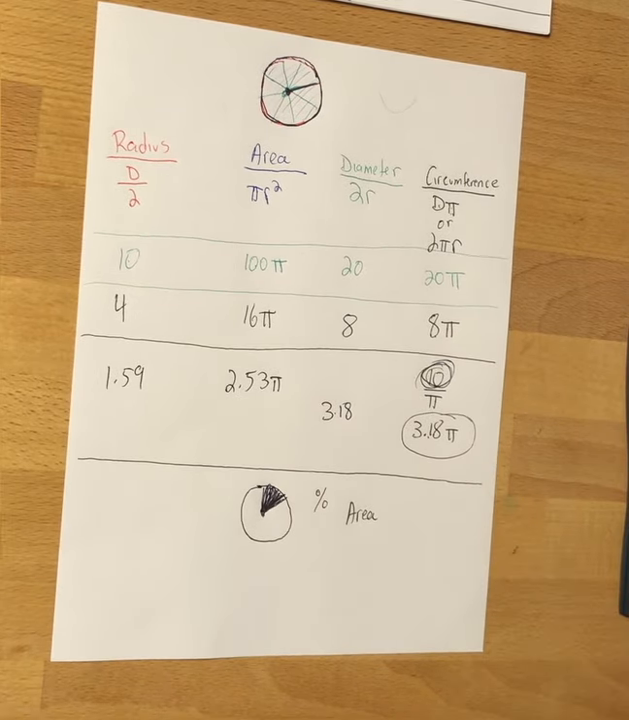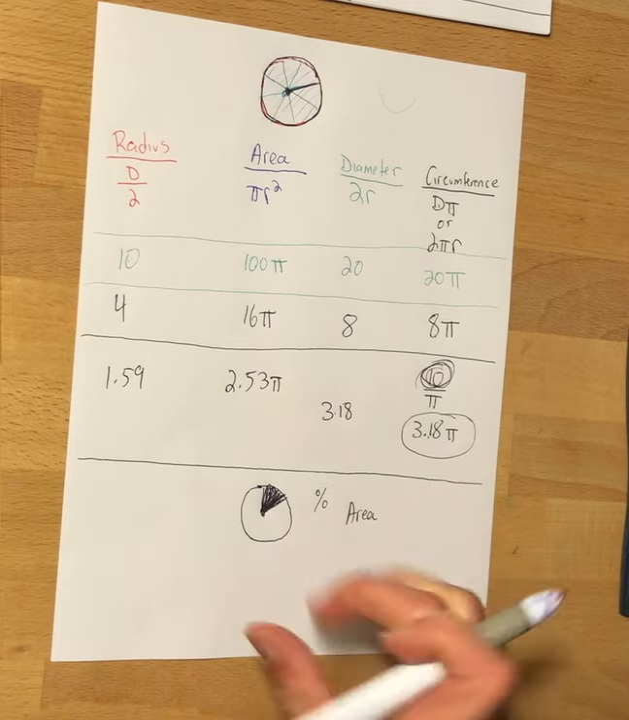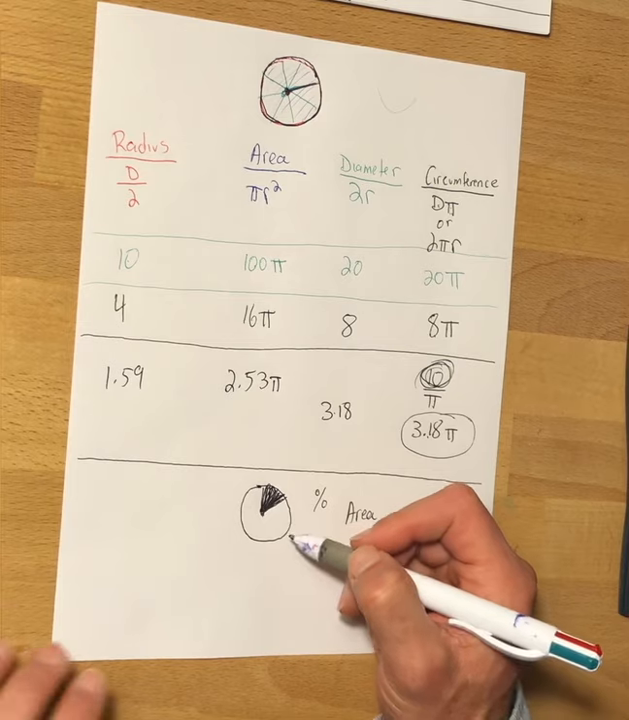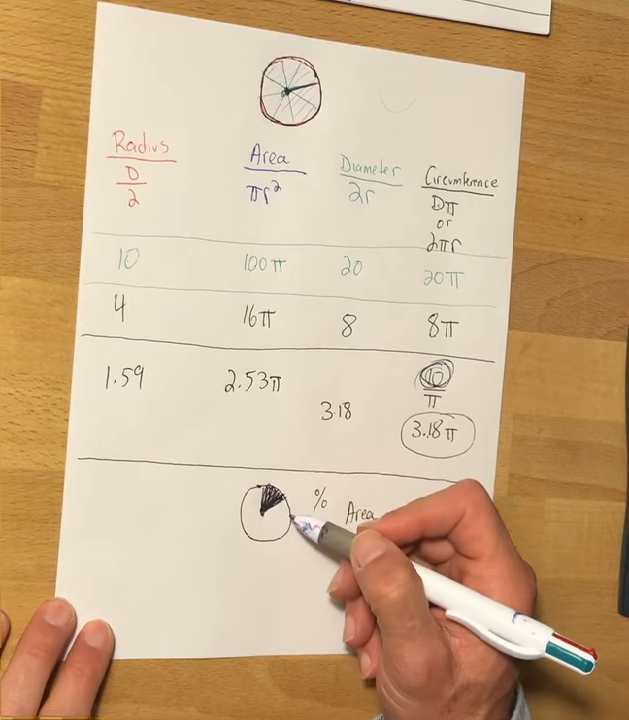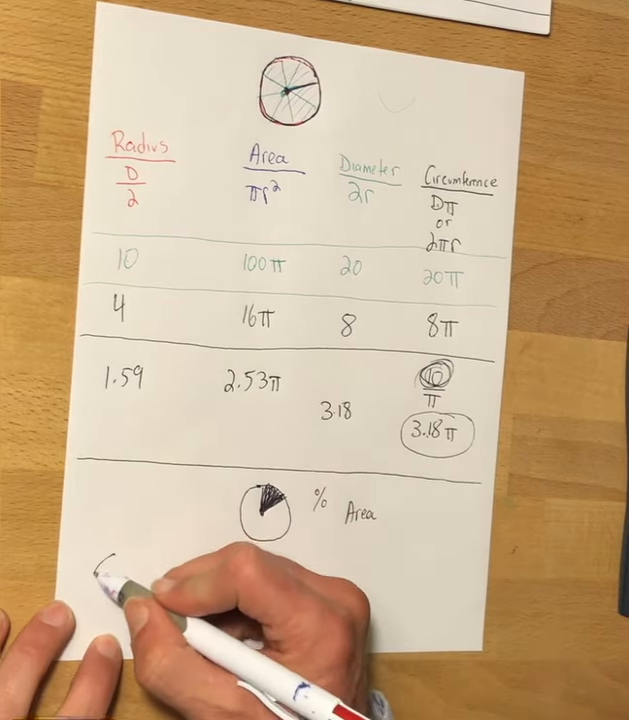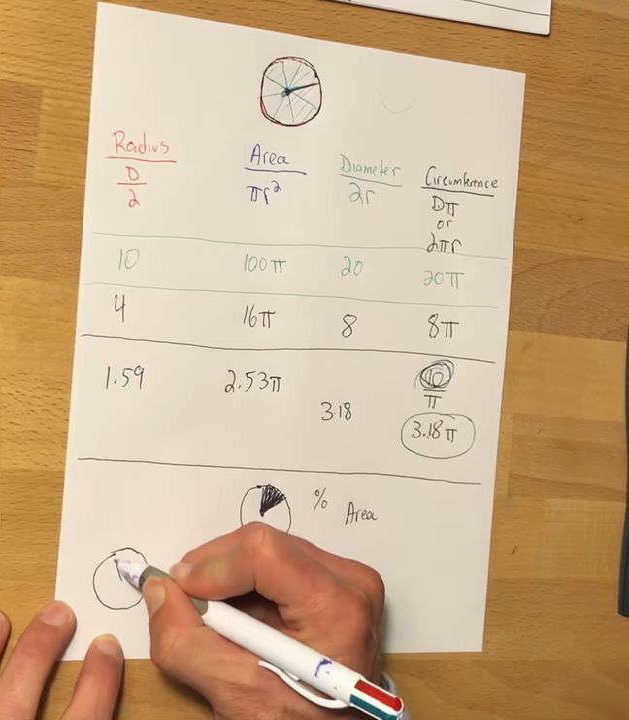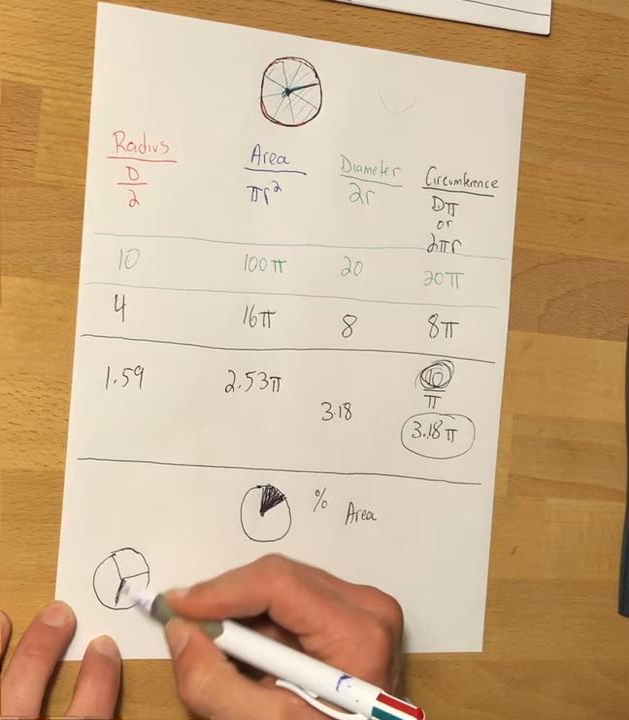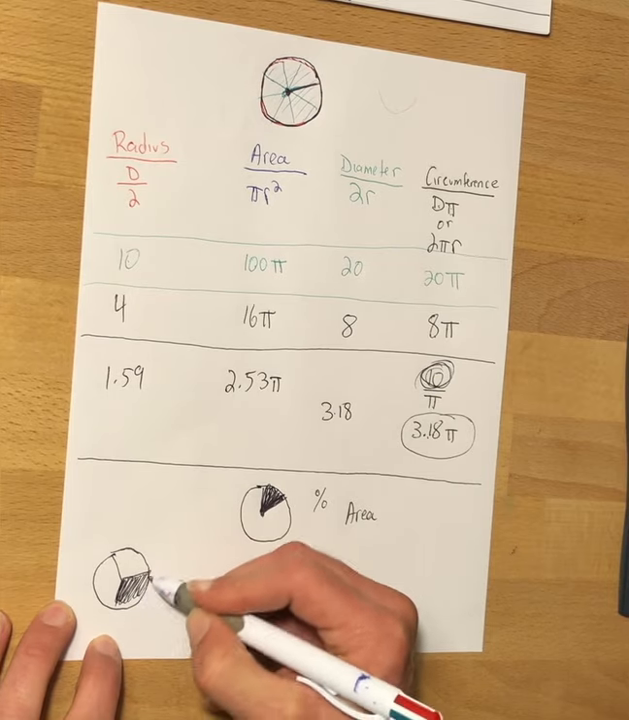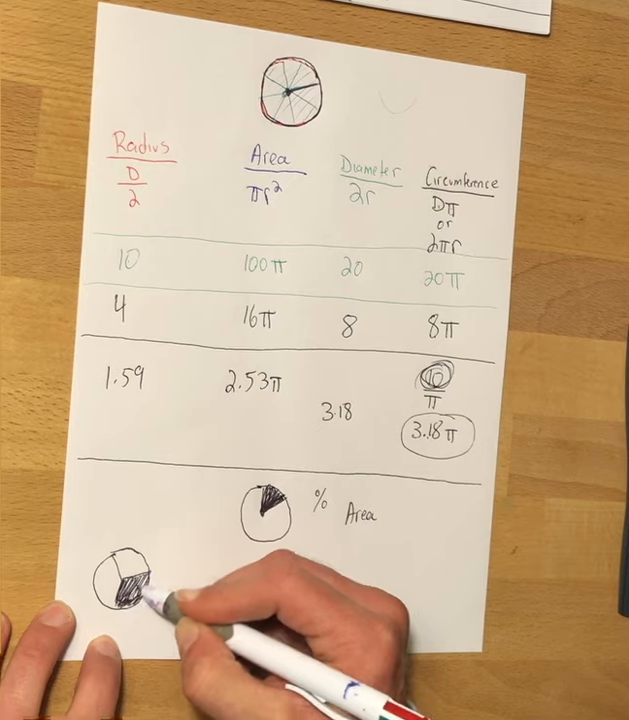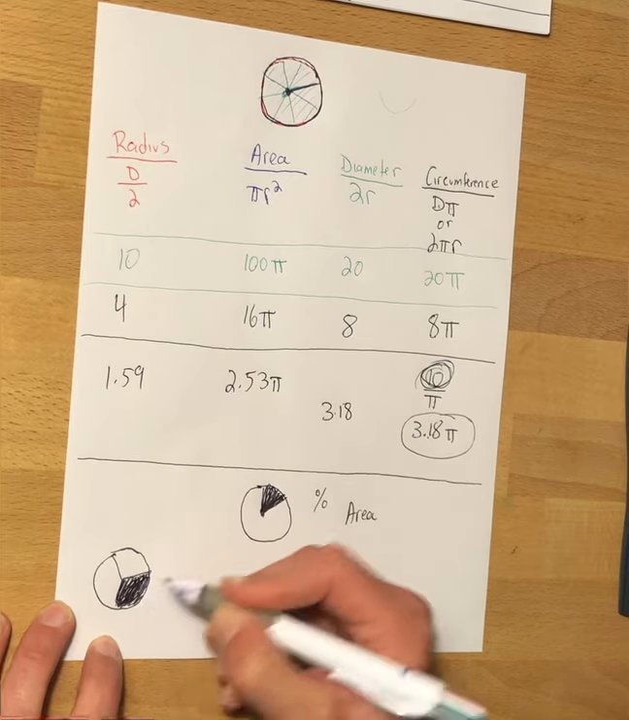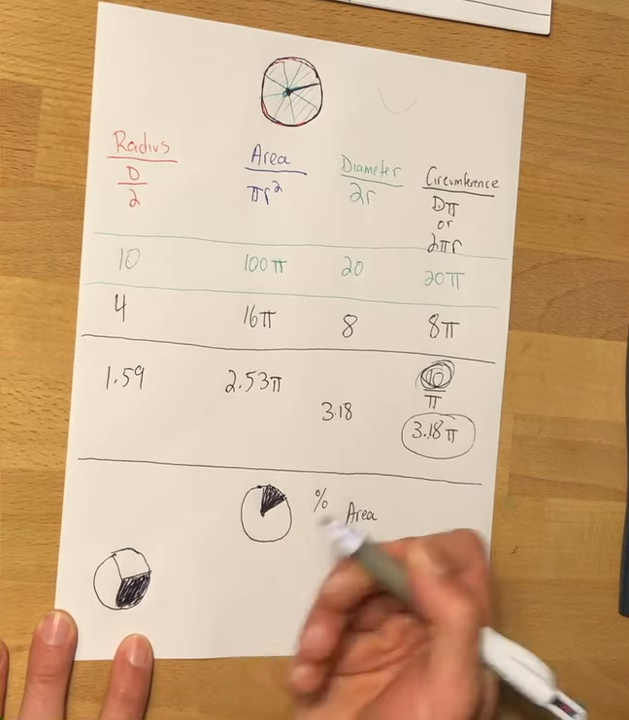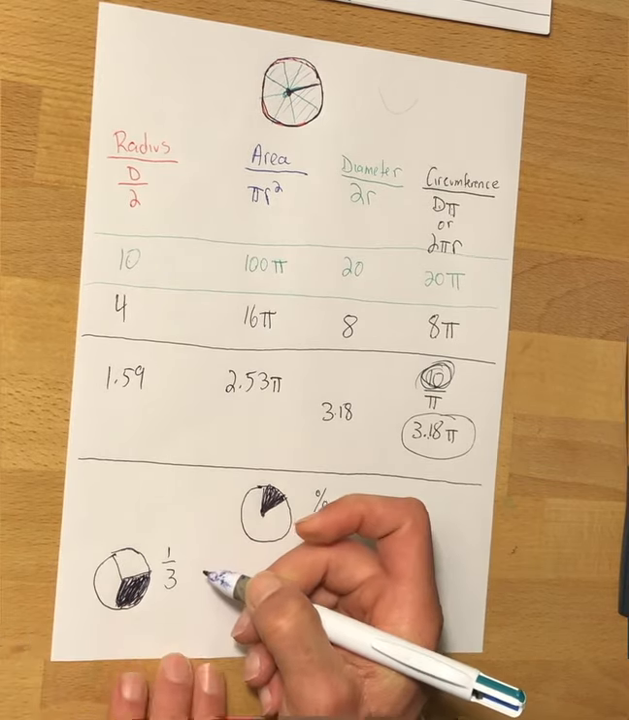Then I'm going to ask you in your notes, before we get into sectors, a sector is just a percentage of the circle, of the area. Let's look at the first thing. If I break this into thirds, how many degrees is this? What percentage of the circle is shaded? If each one of these is broken into thirds, well, you would say 1/3 of the circle.